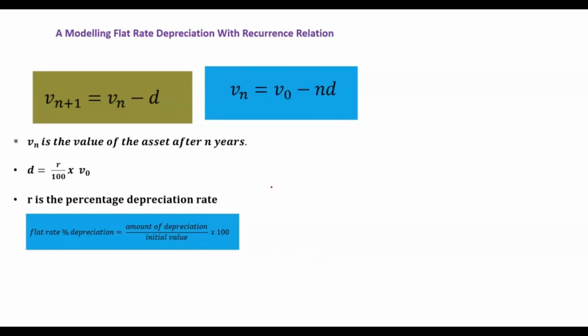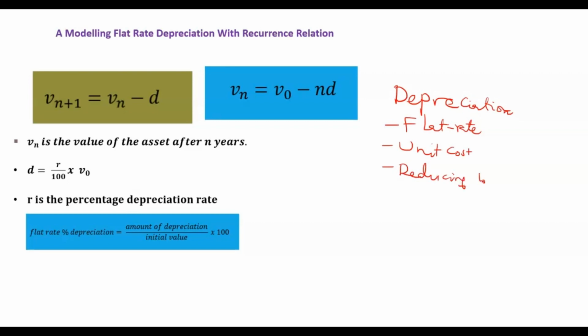Okay, modeling and flat rate depreciation with recurrence relation. So the depreciation is divided into three, and those are the three we're going to look at, one at a time. We have the flat rate depreciation, where the same amount is depreciating throughout. And you have got the unit cost depreciation. And you have got reducing balance.